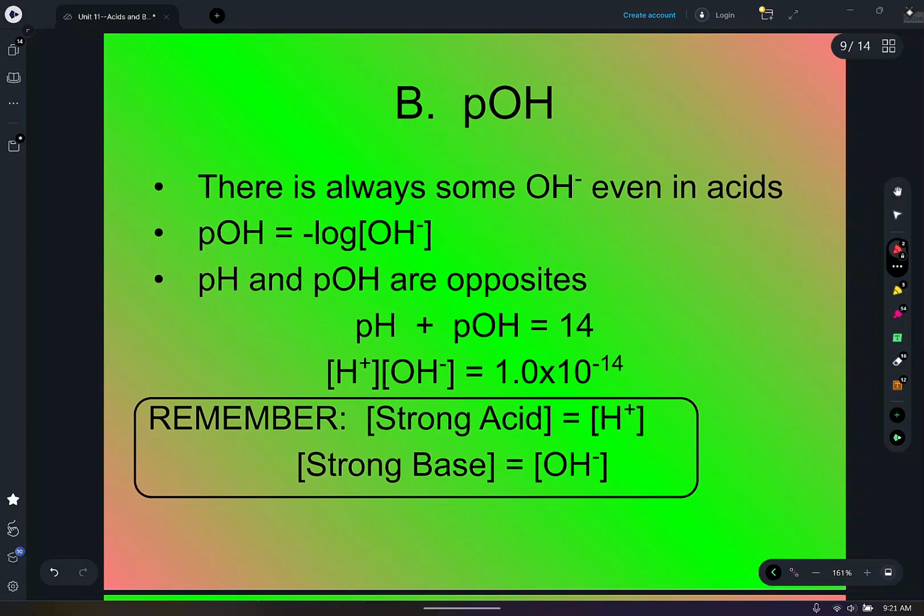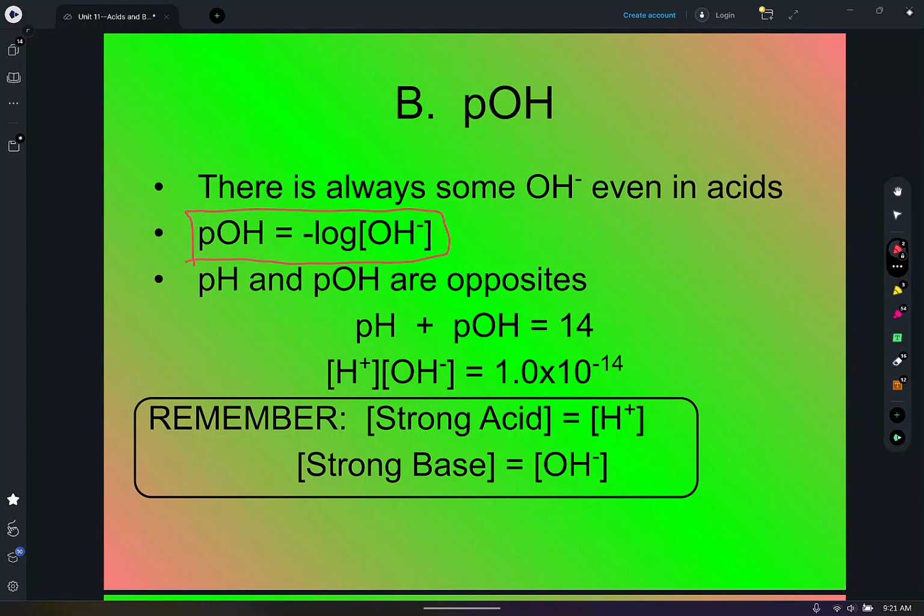So you can calculate pOH the same way you calculate pH; we're going to use this formula. Now, here's the weird thing. Even when you have a strong acid, there's always a little bit of base left behind. There's always a little bit of OH minus. And in every strong base, you have a little bit of acid.